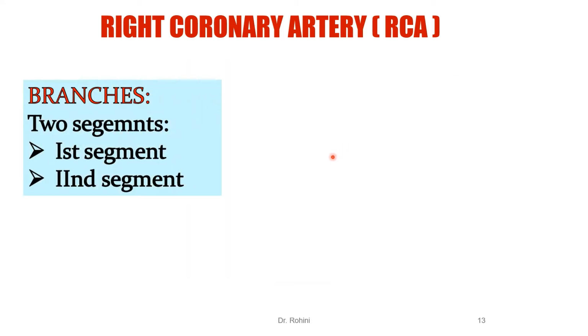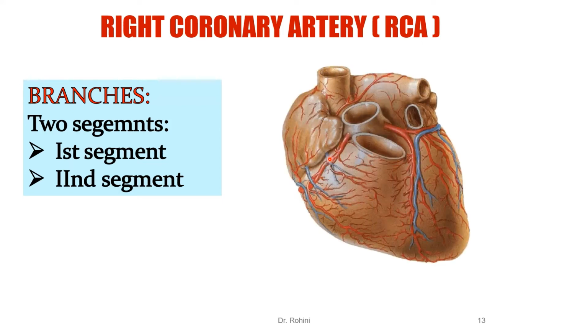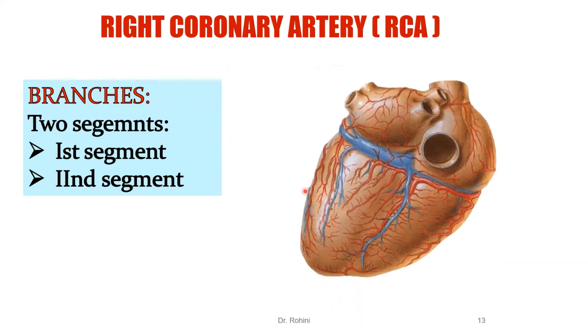Now, what are the branches? For theoretical purposes, we can divide the right coronary artery into two segments, first segment and second segment. From the origin up to the inferior border, we call it segment 1, and on the posterior aspect up to its termination at the crux of the heart is called segment 2, or the second segment.